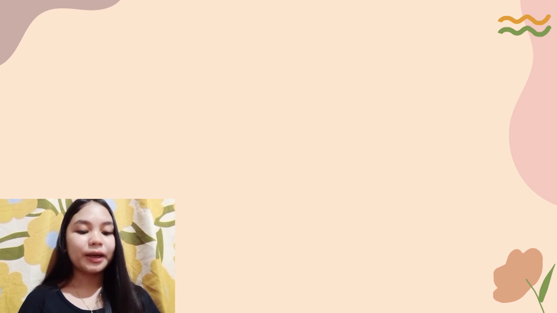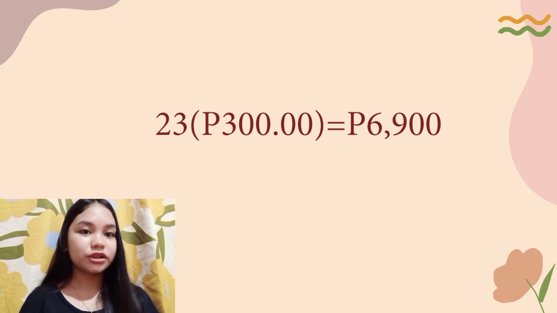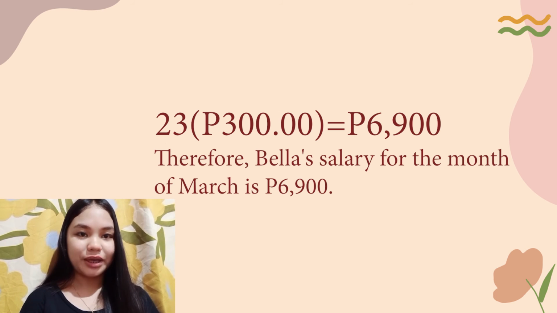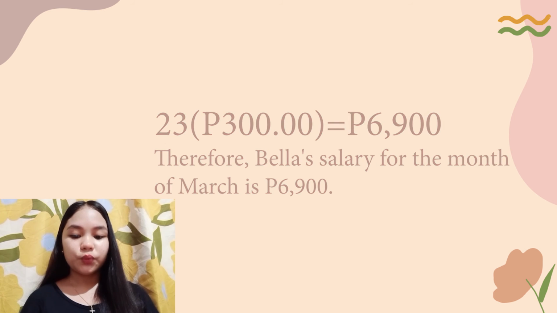to get the monthly salary of Bella, we just multiply the number of days she worked, which is 23, and the amount she is paid on a daily basis, which is 300 pesos. So we just multiply 23 times 300 pesos equals 6,900 pesos. Therefore, Bella's salary for the month of March is 6,900 pesos.